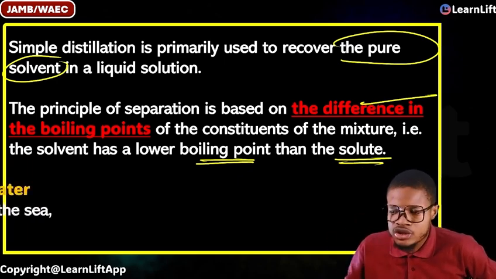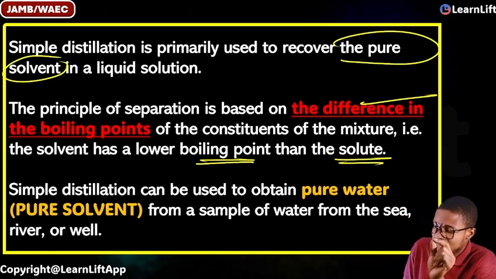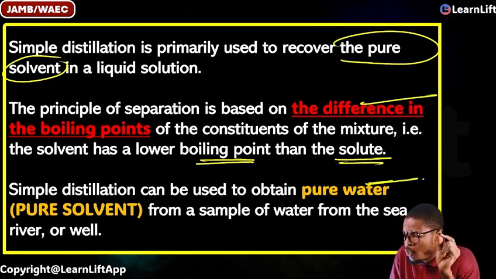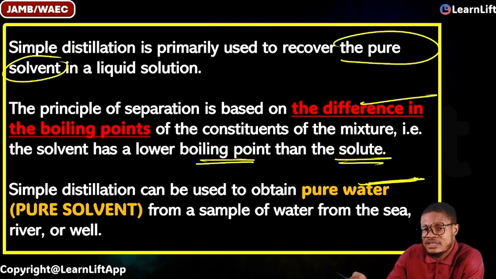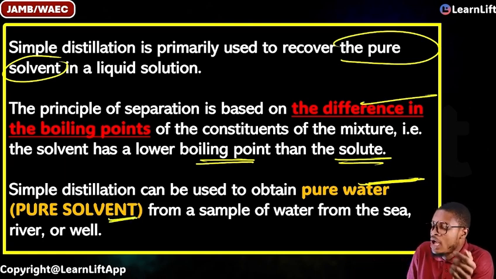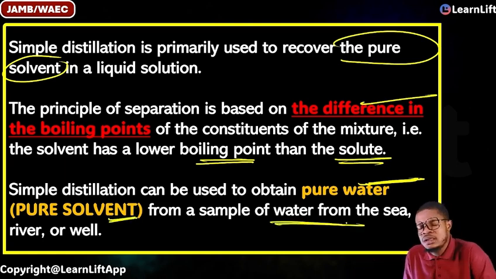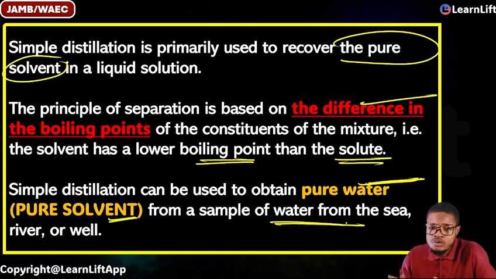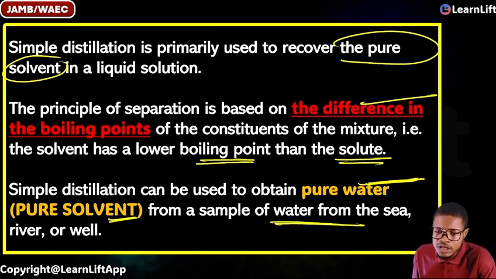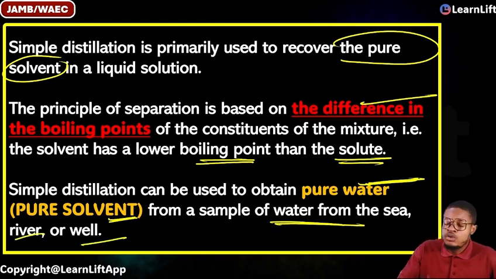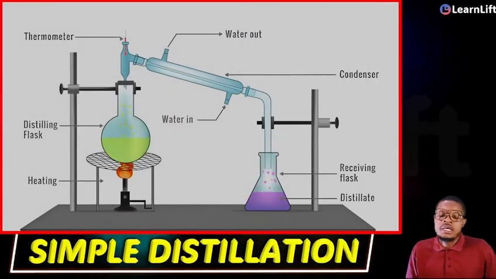And don't forget this, that simple distillation can be used to obtain pure water. Water is a universal solvent. That's why we call it either pure water or pure solvent. For example, you have sea water and you want to obtain pure water from it. What do you use? Distillation. Whether it is water from your river or from your well or from a borehole, you want to obtain pure water. What do you apply there? Distillation is what you apply. If you get that very quickly with me, that means you have done very well.